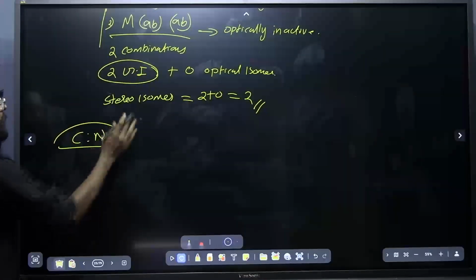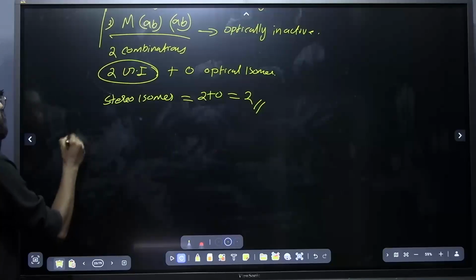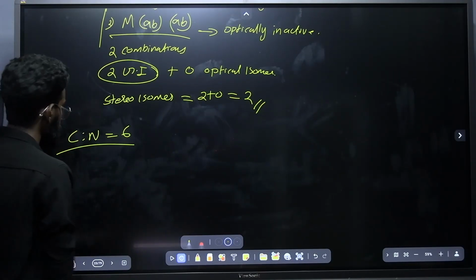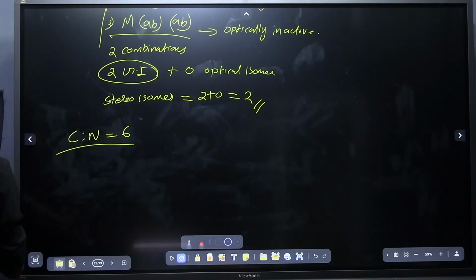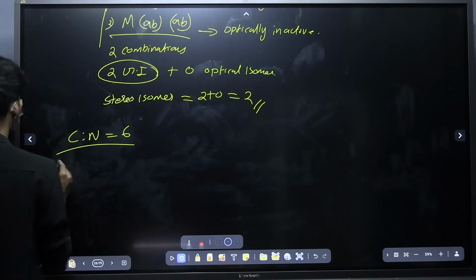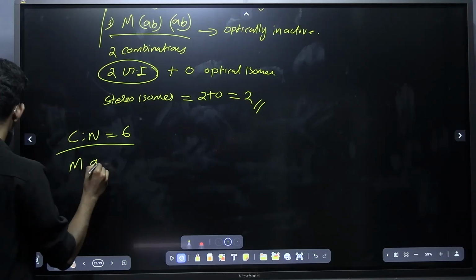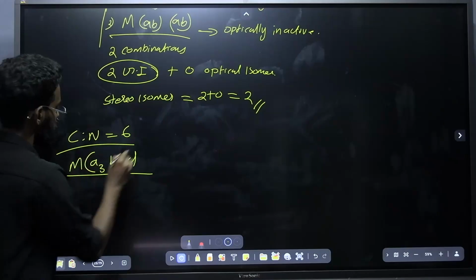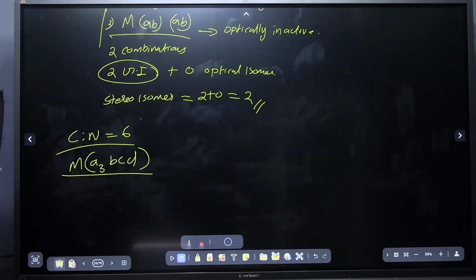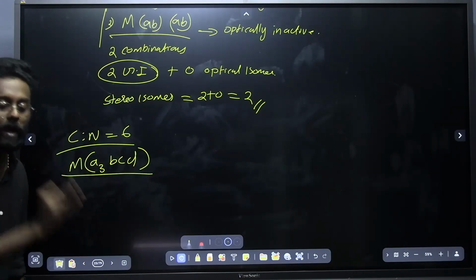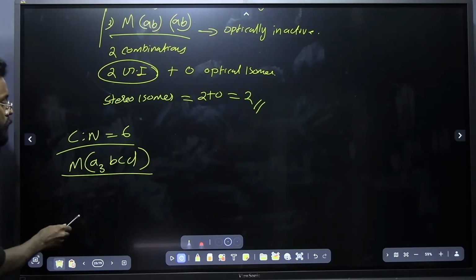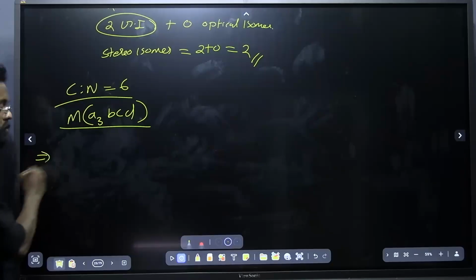Okay, now I will be winding up with one example of coordination number 6. I am just taking a random combination of ligands. Coordination number 6, MA3BCD type of complex. You have to tell me how many geometrical isomers are there and how many optical isomers are there and what is the total stereoisomer. That is my question to you. If you understood this trick, you can easily find out the answer for this.